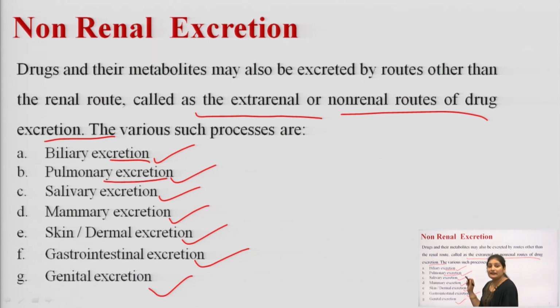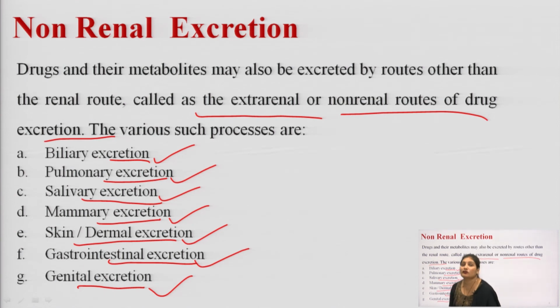Okay. Next is the salivary excretion. When the drug excretion takes place with the help of saliva, or the involvement of the salivary gland is there, then it is called the salivary excretion. Next is the mammary excretion. When there is involvement of the milk glands, then it is called the mammary excretion. When the drug excretion takes place through the skin or through the sweat, then it is called the dermal excretion. When the drug excretion takes place through the GIT, then it is called the gastrointestinal excretion, and when genital organs or the reproductive tract are involved, then it is called the genital excretion.